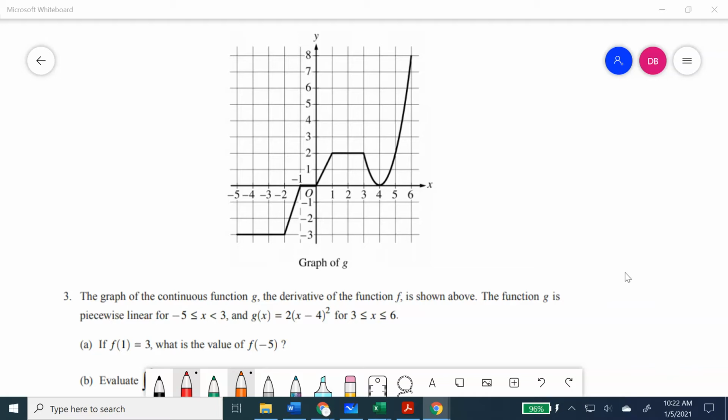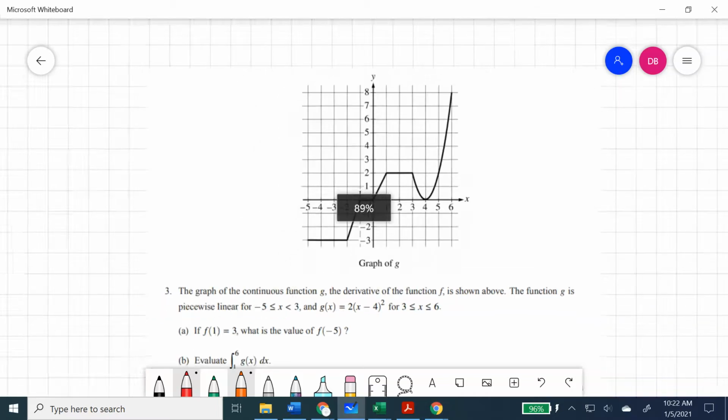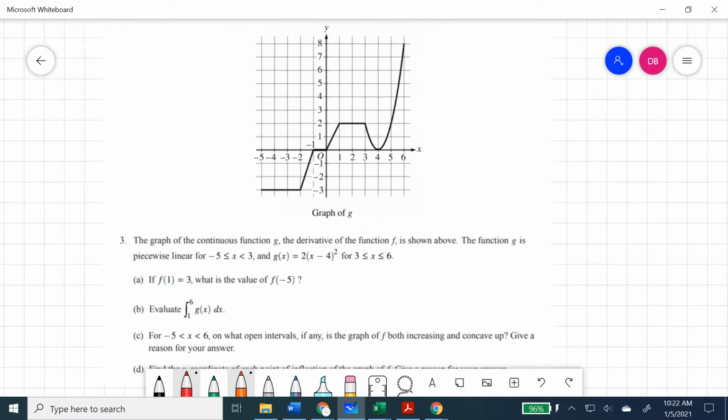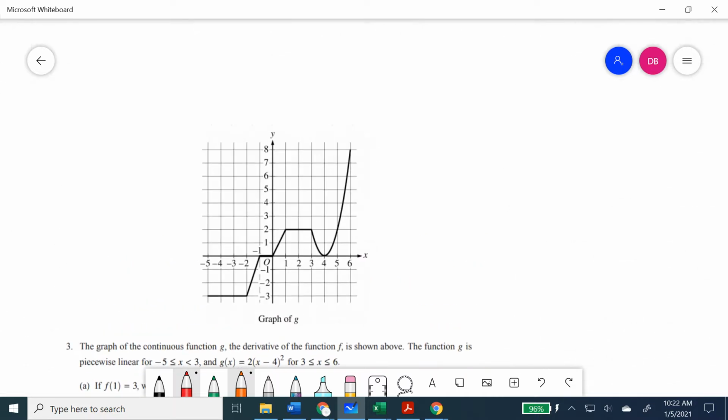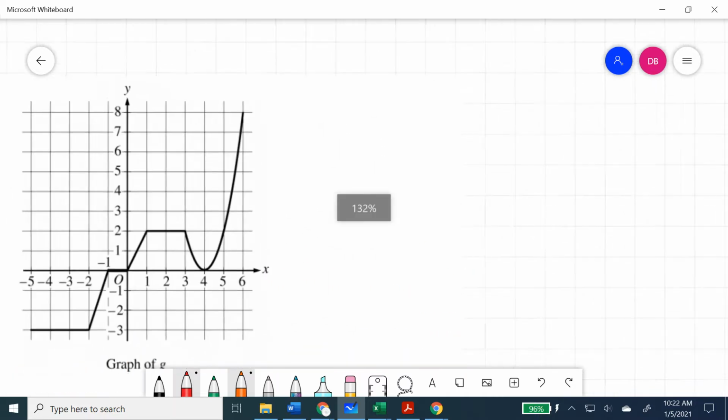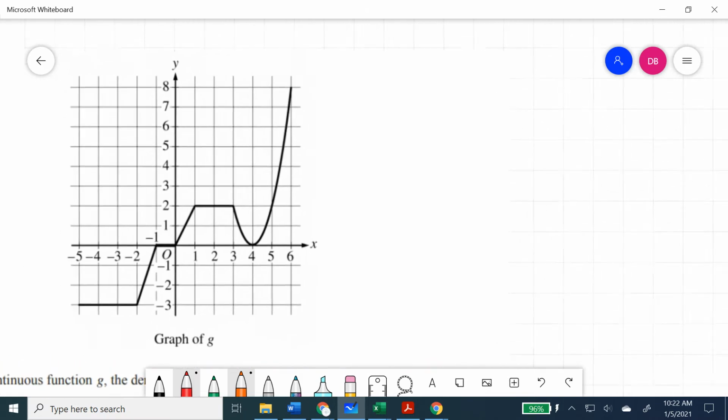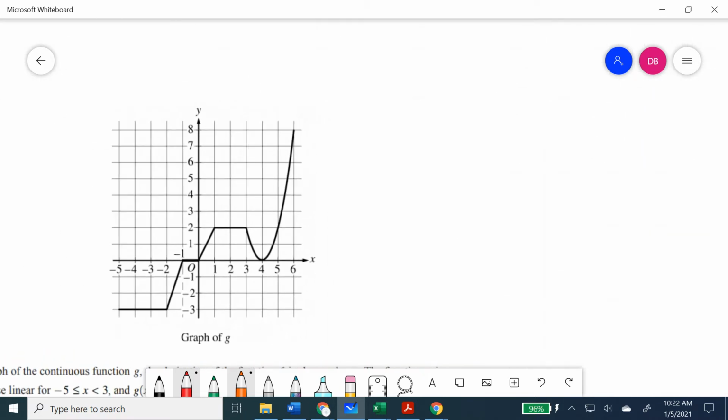2018, question 3. Anytime I have a graph of a derivative problem, I chart out what it says before I even get started. Now, this doesn't have to be the first thing you do, but usually you end up needing to think about it either way.